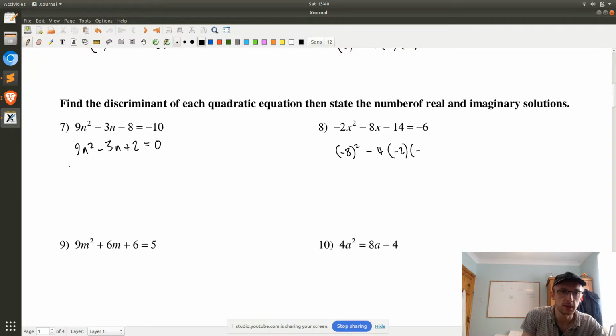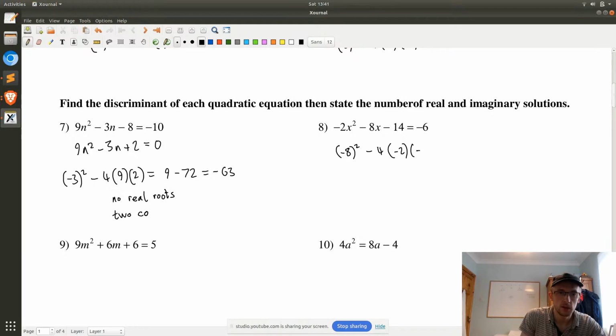Now, apply b squared minus 4ac. 3 squared minus 4 times 9 times 2. Okay, so this now becomes 9 minus 72, which is negative 63. So, no real roots. I don't know what they actually mean, though, by number of real and imaginary roots. 2 complex conjugate roots.